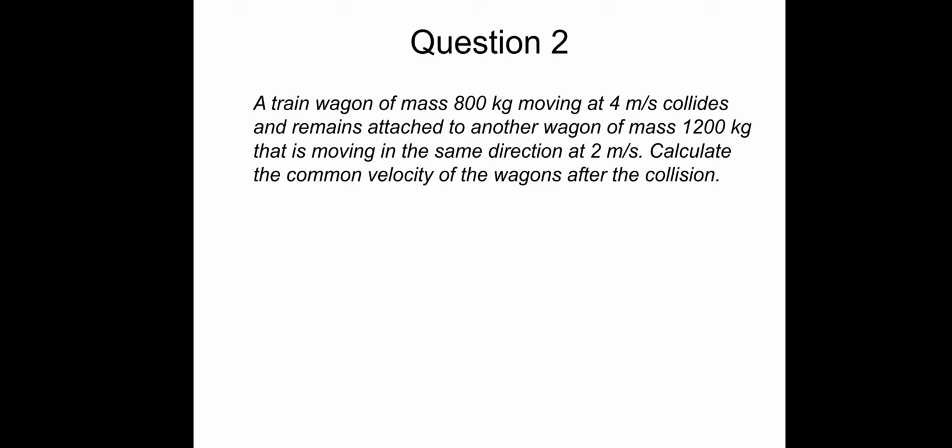If you want to have a go at this, just pause and then I'll take you through the answer. So question 2: a train wagon of mass 800 kilograms moving at 4 meters per second collides and remains attached to another wagon of mass 1200 kilograms that is moving in the same direction at 2 meters per second. Calculate the common velocity of the wagons after the collision. So this is very similar to last time. It's the same technique as question 1, but this time the second wagon is moving, whereas in the first example it was stationary. So if you want to have a go at this, please do, and then I'll take you through the answer.